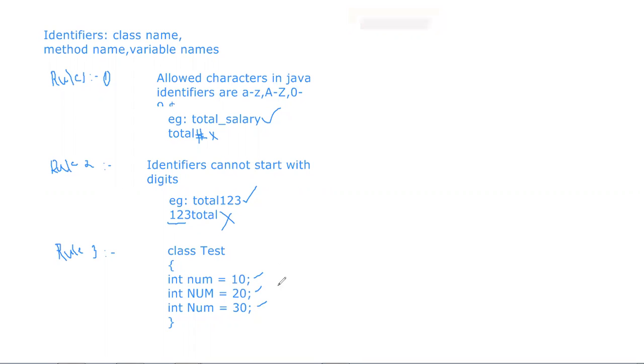I can differentiate between these variables because the Java language is case sensitive. As Java is case sensitive, I can say Java identifiers are also case sensitive. So we can differentiate with respect to case. This num is different from this num, and this num is different from these. These variables are different from each other. So this closes my rule number 3: identifiers are case sensitive.